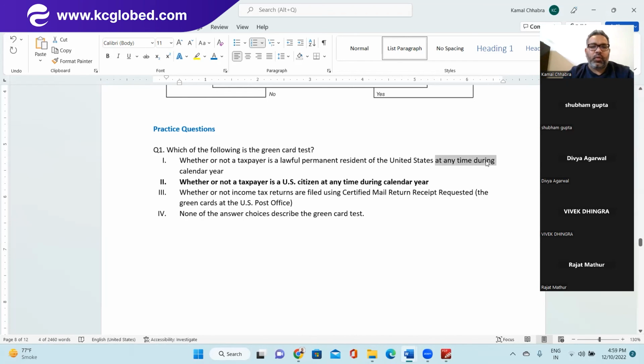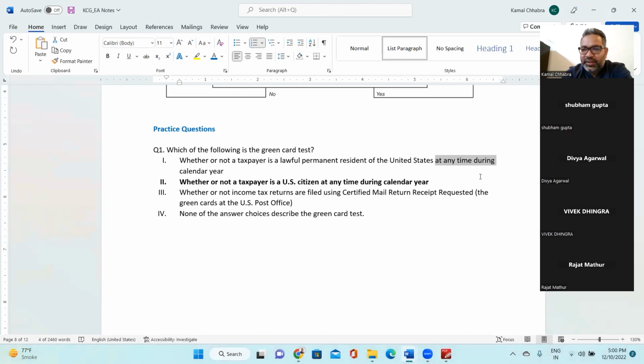So the point is the second option, not any time. Now looking at the second option, it's saying whether or not a taxpayer is a US citizen at any time during the calendar year. Here also it is saying a US citizen, anytime. A citizen is always considered a resident, whether you are in the US or not. Second option. Correct. Right?